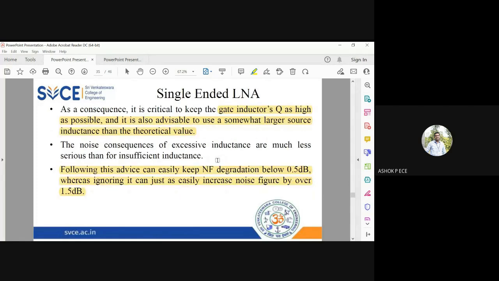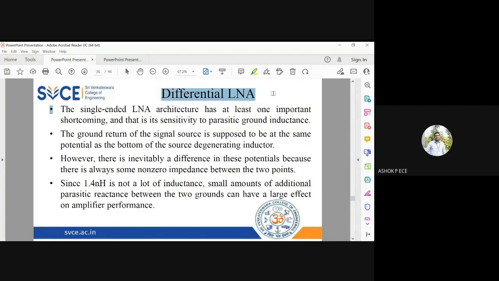So this is single-ended LNA. So now we are going to go for differential LNA. One single-ended LNA has very good performance, but it has one important drawback. It is sensitivity to ground inductance.